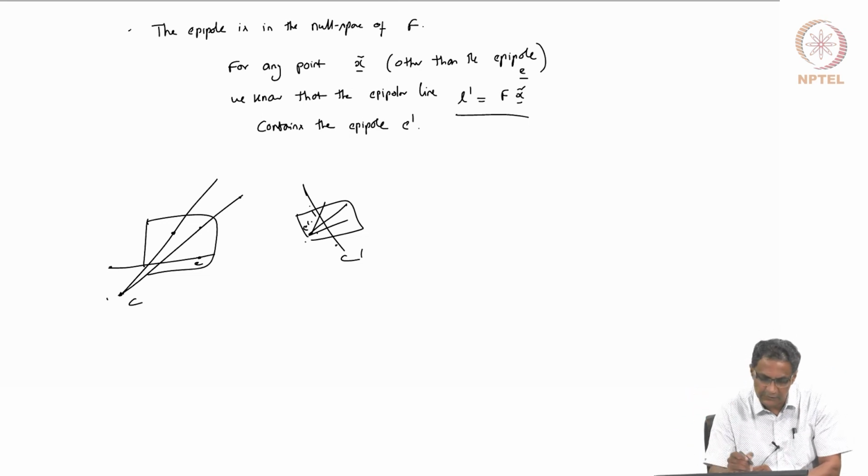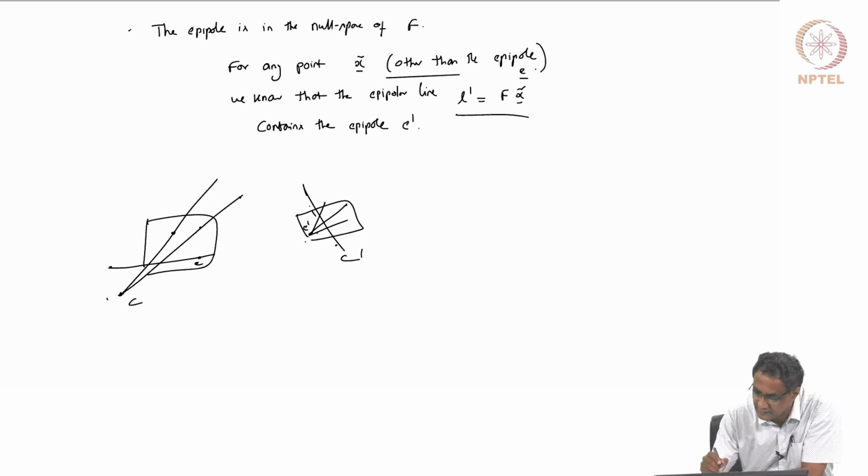So whichever extra point, and we are deliberately avoiding taking E, because we want to show it in general. So for example, x tilde other than the epipole, we know that the epipolar line contains the epipole E dash, or in other words, E dash transpose F x tilde is equal to 0 for all x tilde.